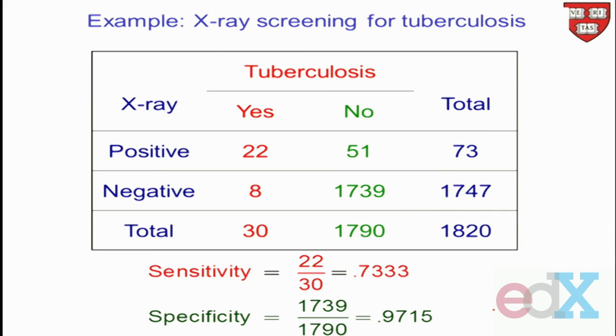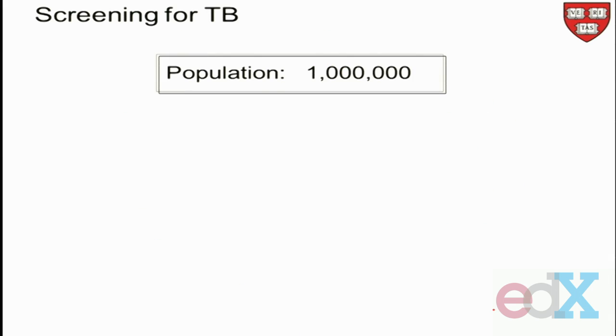So now we've established these two quantities, namely sensitivity and specificity. Let's put them into action and see what happens. We said that we have a sensitivity of 0.7333 and a specificity of 0.9715. So suppose we go out and we find a population of 1 million people. And suppose we are now going to screen these people to see how many have TB when we use this test with this sensitivity and this specificity.